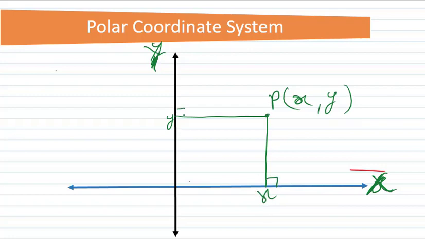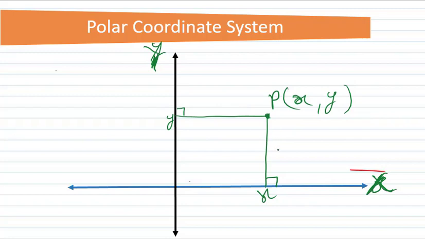This we have seen: how to find the coordinates of any point in the Cartesian coordinate system. Let's suppose the perpendicular intersects the x-axis at point x. So I have written the x coordinate as x and the y coordinate as y.